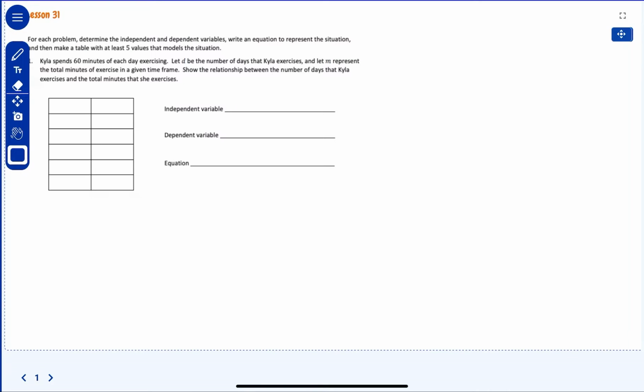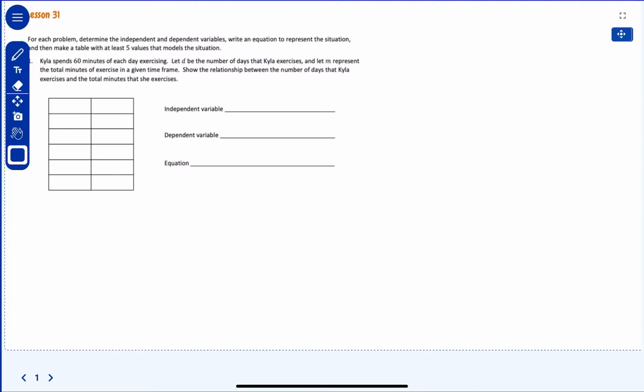Okay? So Kayla spends 60 minutes of each day exercising. Let D be the number of days that Kayla exercises, and let M represent the total minutes of the exercise in a given time frame. Show the relationship between the number of days that Kayla exercises and the total minutes that she exercises.